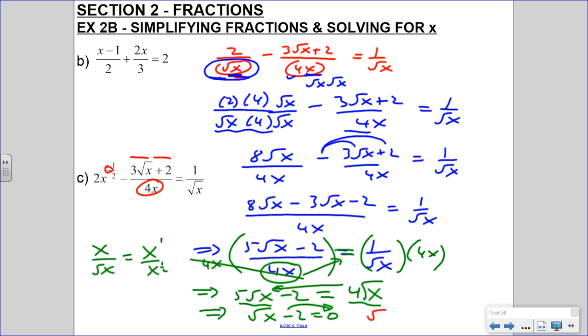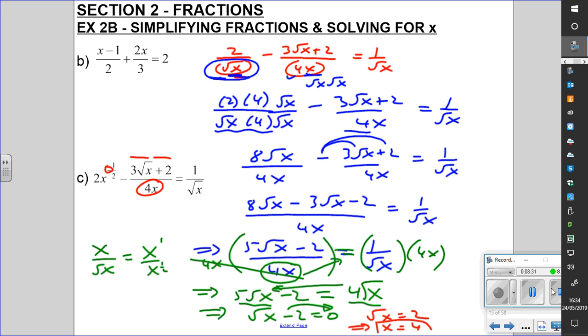So this becomes root x equals 2, which if x is being square rooted, we need to square both sides to get it by itself. So x equals 4. So a lot more complicated, that one. But hopefully the rules seem to apply as they did before. End of video.